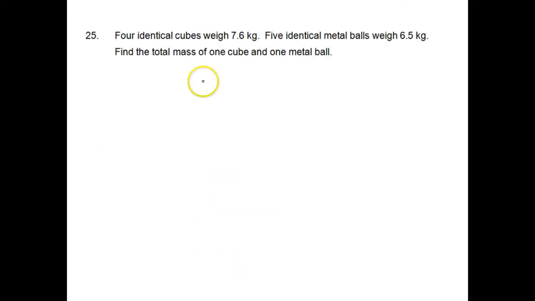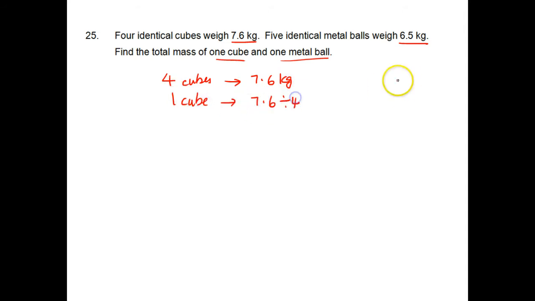Question 25. 4 identical cubes weigh 7.6 kg. 5 identical metal balls weigh 6.5 kg. What is the total mass of 1 cube and 1 metal ball? So 4 cubes, 7.6 kg. 1 cube, 7.6 divided by 4. The answer is 1.9 kg.